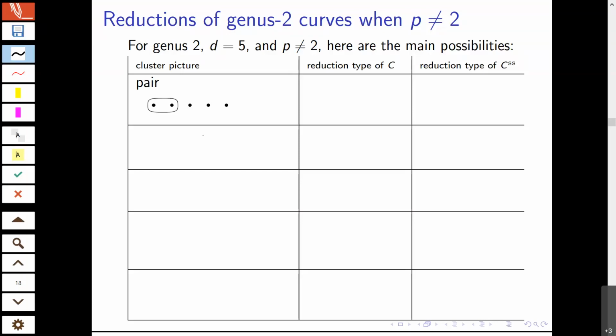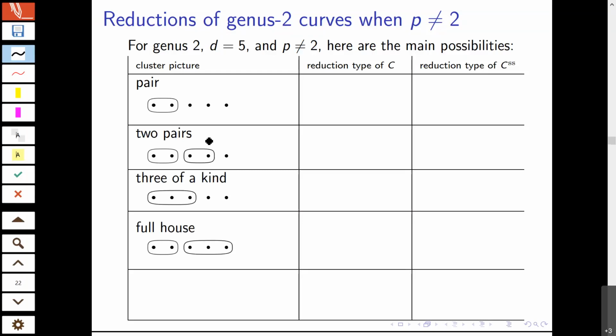So in order of poker ranks, you can have a pair. So that's 2 roots equivalent mod p, all the rest distinct. You could have 2 pairs. You could have 3 of a kind, right? A cluster of 3, but no other clusters. Now we have a full house because we have 5 of them. 2 of them are equivalent mod p, and the other 3 are equivalent to something else, mod p. And finally, this does not happen in poker. I don't know whether it can be ranked higher or not. This is the most complicated case where 4 are equivalent mod p, but pairs of them are p-adically even closer to each other.